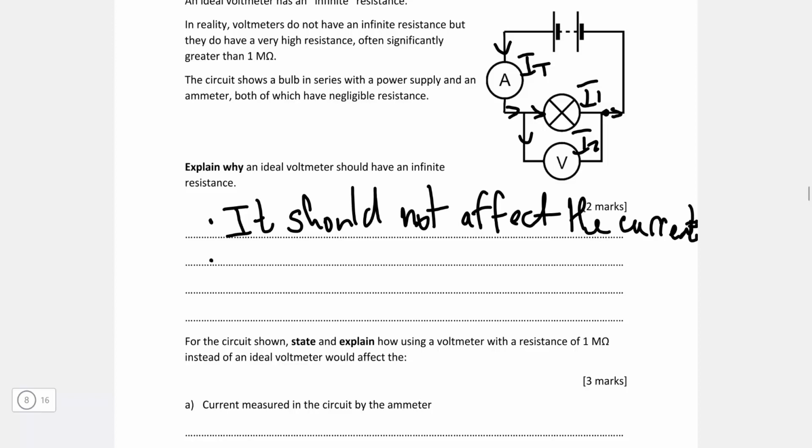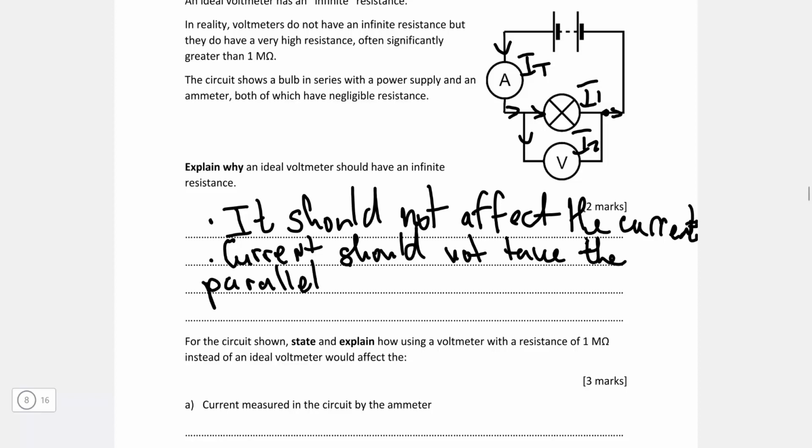And the way I'm going to word this is by saying that current should not take the parallel branch of the voltmeter.